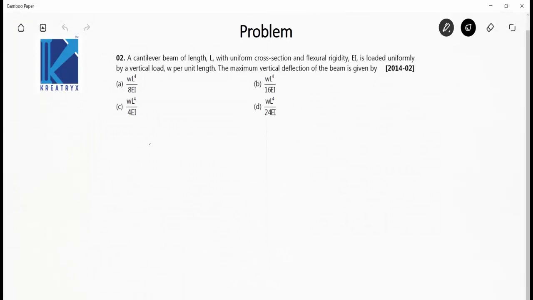A cantilever beam of length L with uniform cross section and flexural rigidity EI is loaded uniformly by a vertical load W per unit length. Okay, so the cantilever beam is given, length given is L, and it is loaded uniformly by this load W per unit length.